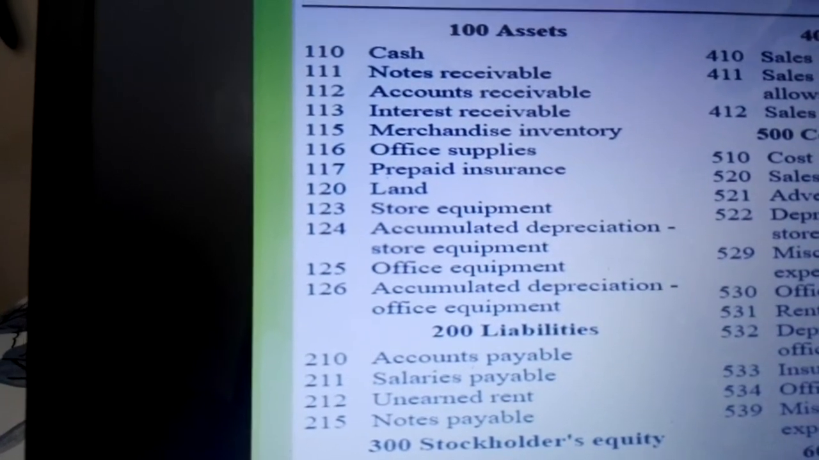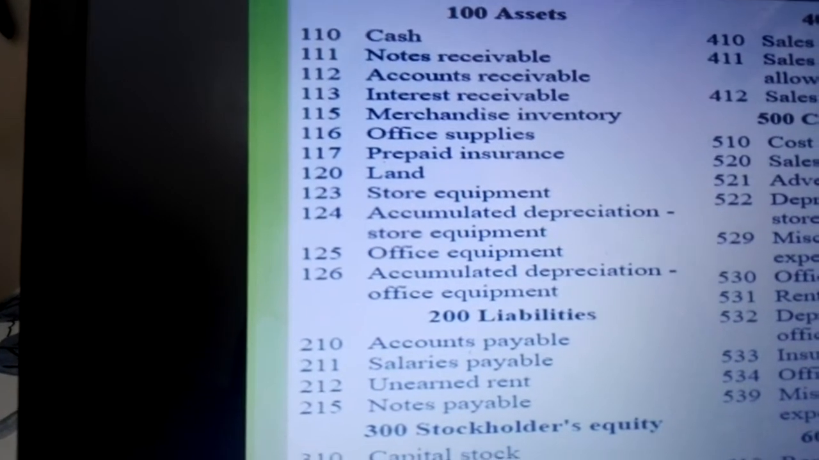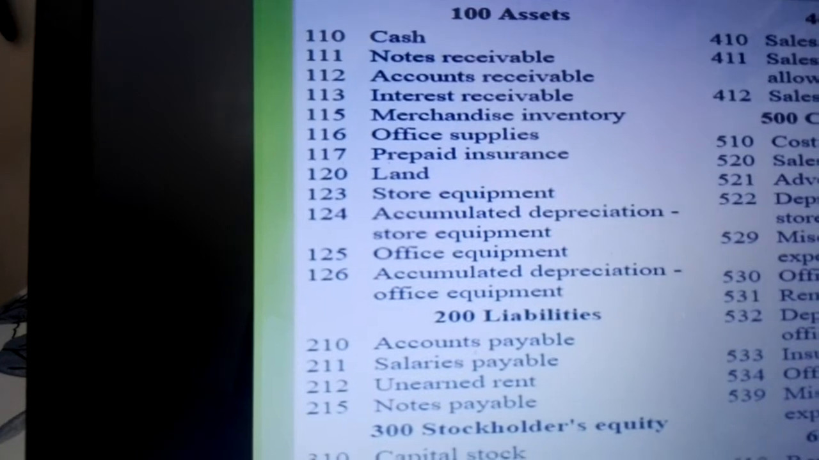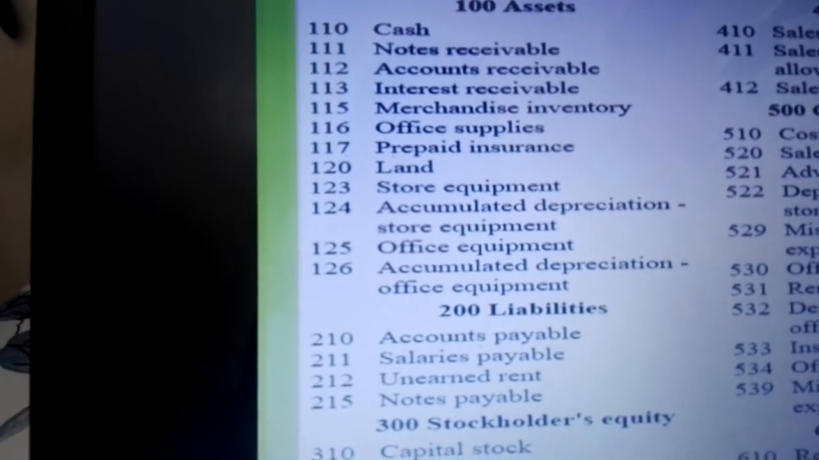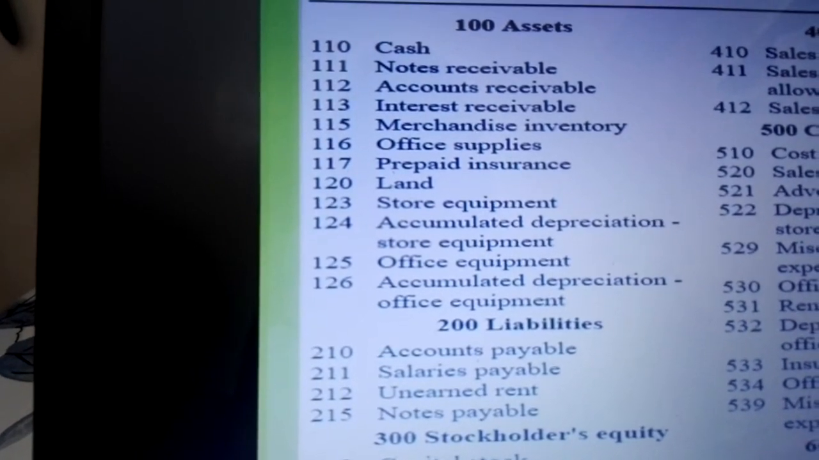So let's say you have sold equipment to another company and you receive money right away. So it means negative store equipment because you sold it, but then you have an increase or positive cash because you receive the money right away.